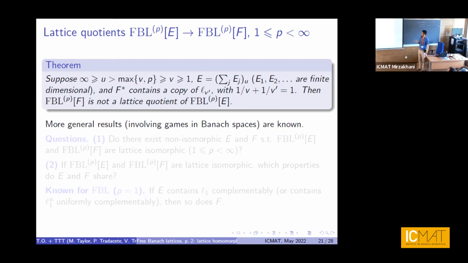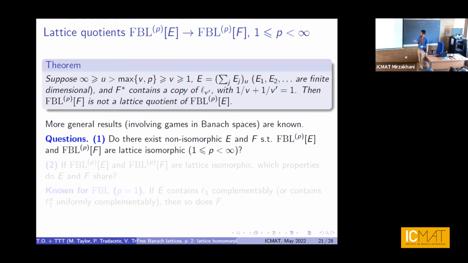In particular, this condition will be satisfied when F is equal to L_v. So L_v is not going to be a lattice quotient of anything of this type. There are many results of this type, but these are somehow technical and involve a certain type of vector versus subspace game in Banach spaces, and these are somewhat related to the notion of asymptotic p-ness.